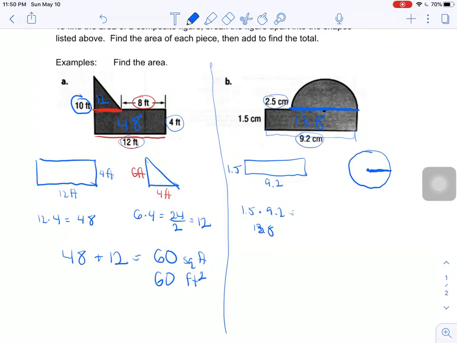So if the whole distance across the bottom is 9.2 and this part is 2.5, then that means the leftover must be the diameter of the circle. So from here to here, circle diameter. So if I do 9.2 minus 2.5, so basically take this whole length and take out the 2.5 piece, then I get 6.7. Now that's the diameter of the circle. So I'm going to have to divide that in half to get the radius. So I get a radius of 3.35.